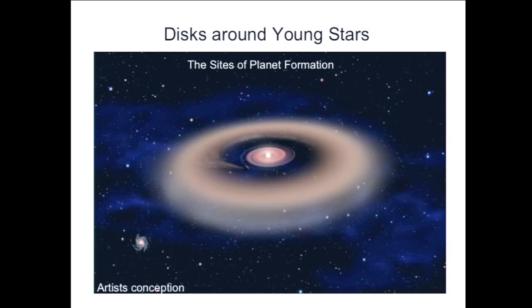We think that these disks around stars are the places where Jupiter, Uranus, etc., all the planets in the solar system form, because there's a well-defined sense of rotation in this disk. That's why the planets end up rotating around the star in basically the same way, the same direction.